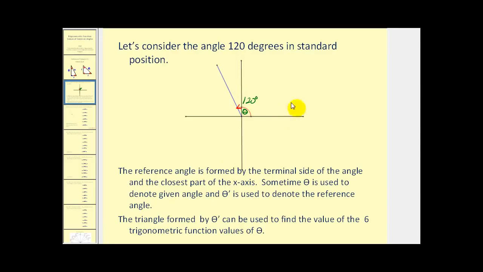Now the reference angle is formed by the terminal side of the angle and the closest part of the x-axis. So what that means is pick any point on the terminal side of the angle and draw a segment to the closest part of the x-axis, and this will form a right triangle, which is our reference triangle, and our reference angle would be this angle here, sometimes called theta prime. So the triangle formed by theta prime can be used to find the values of the 6 trigonometric function values of theta, or in this case 120 degrees.